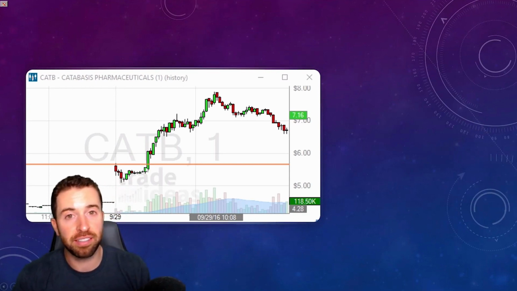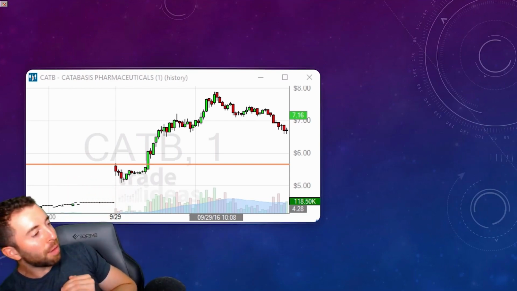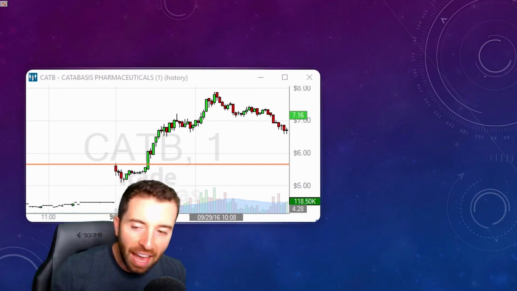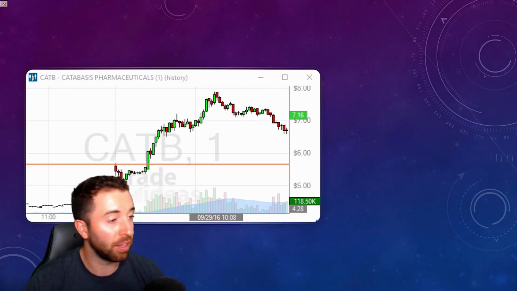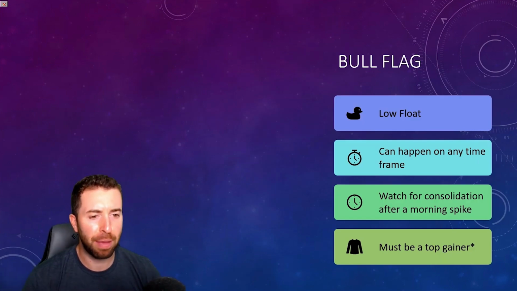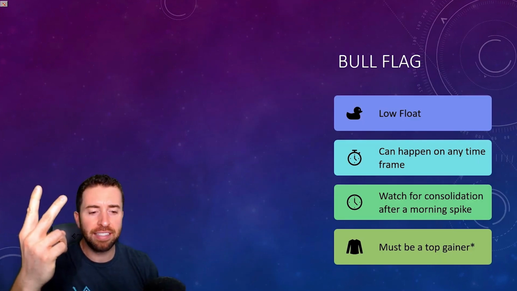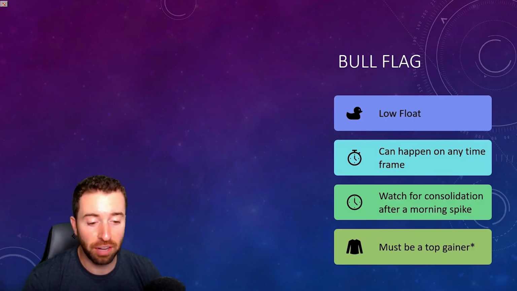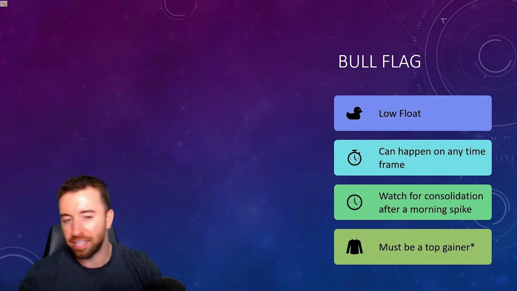So it breaks through this resistance line, and you can see how well it spikes on up. That is absolutely gorgeous to be able to realize this U-shaped pattern right here. One of my favorite chart setups, bull flag pattern. Low float can happen on any time frame. Watch for consolidation after a morning spike, and as always, it must have that big time volume.